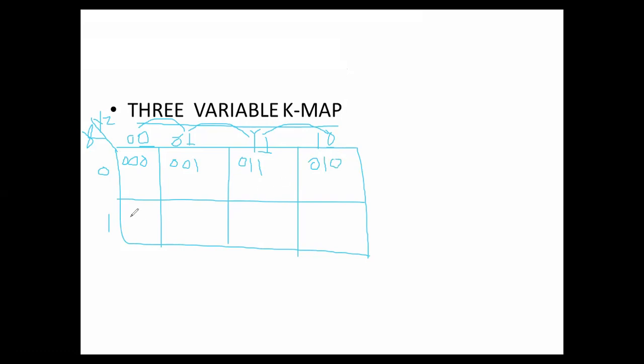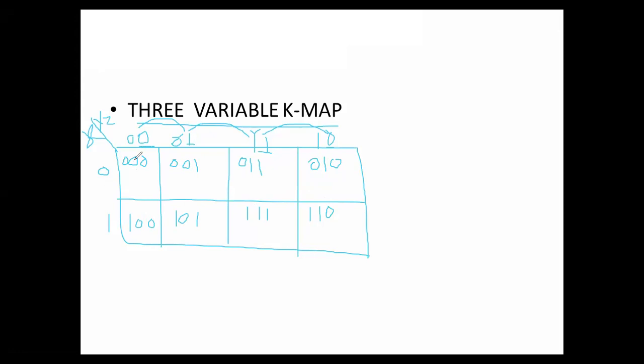So here, X is 1, Y is 0, Z is 0. Here, X is 1, Y is 0, Z is 1. Here, X is 1, Y is 1, Z is 1. Here, X is 1, Y is 1, Z is 0. These are the corresponding cells.